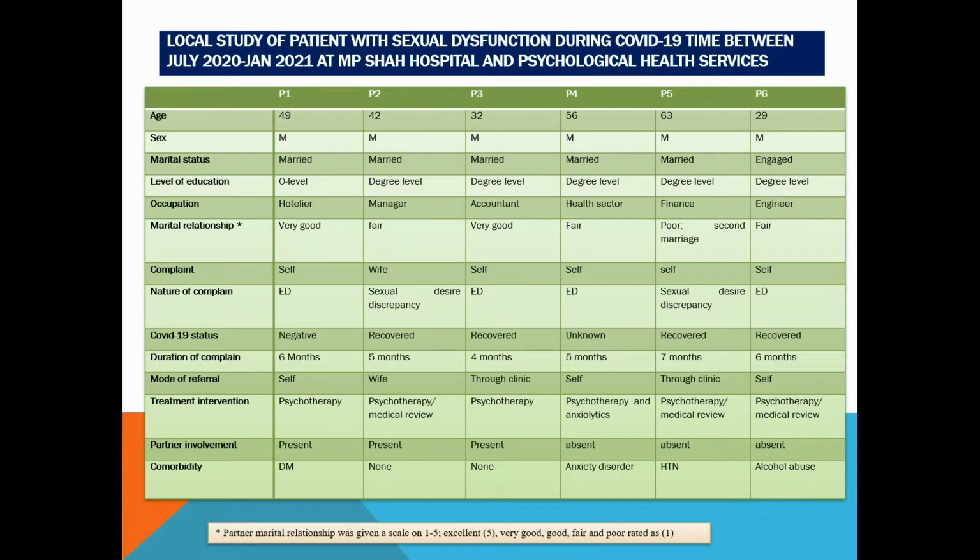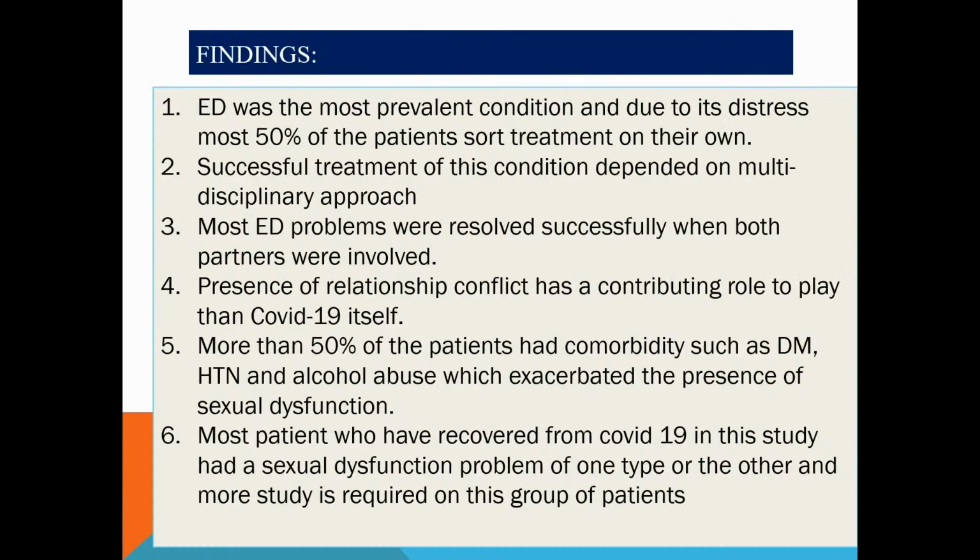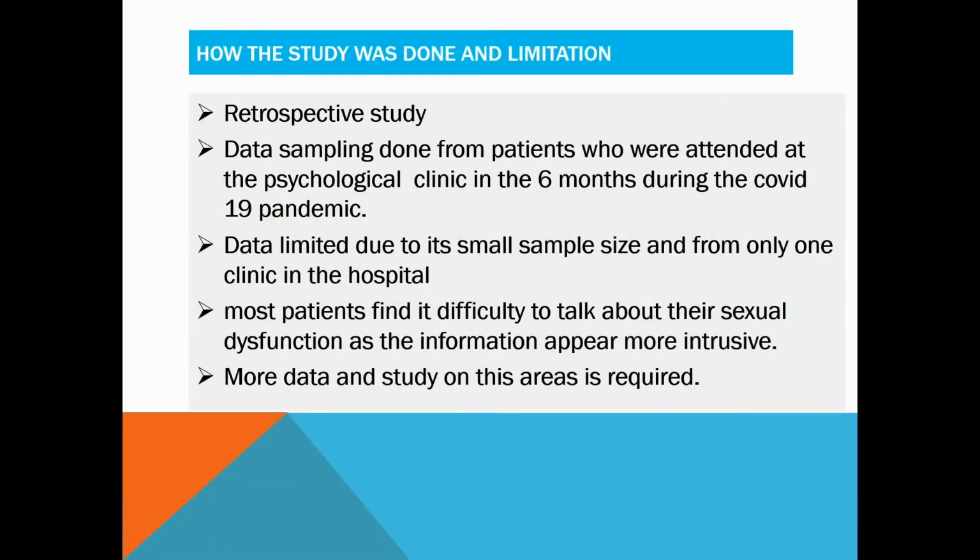The presence of relationship conflict was also seen to be a contributing factor, not just COVID itself, and more than 50% of the patients had comorbidities such as diabetes, hypertension, and alcohol abuse, and exhibited sexual dysfunction. Most patients who had recovered from COVID-19 in this study had a sexual dysfunction problem, of one type or the other, and we need more research because the data was very small. It was a retrospective study, the sample size was small and limited in number, and we hope this can be replicated elsewhere so that we get good results.